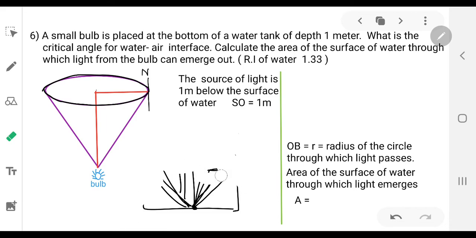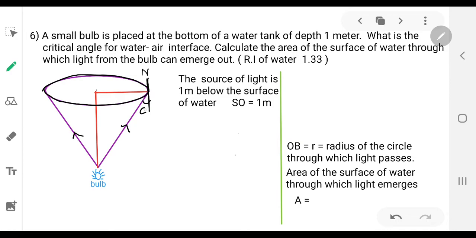For that, we'll consider the ray of light coming from the bulb which is incident at an angle of C. So this is normal to the surface. This ray is incident at an angle of C, for which the refracted ray grazes along the surface of the water.